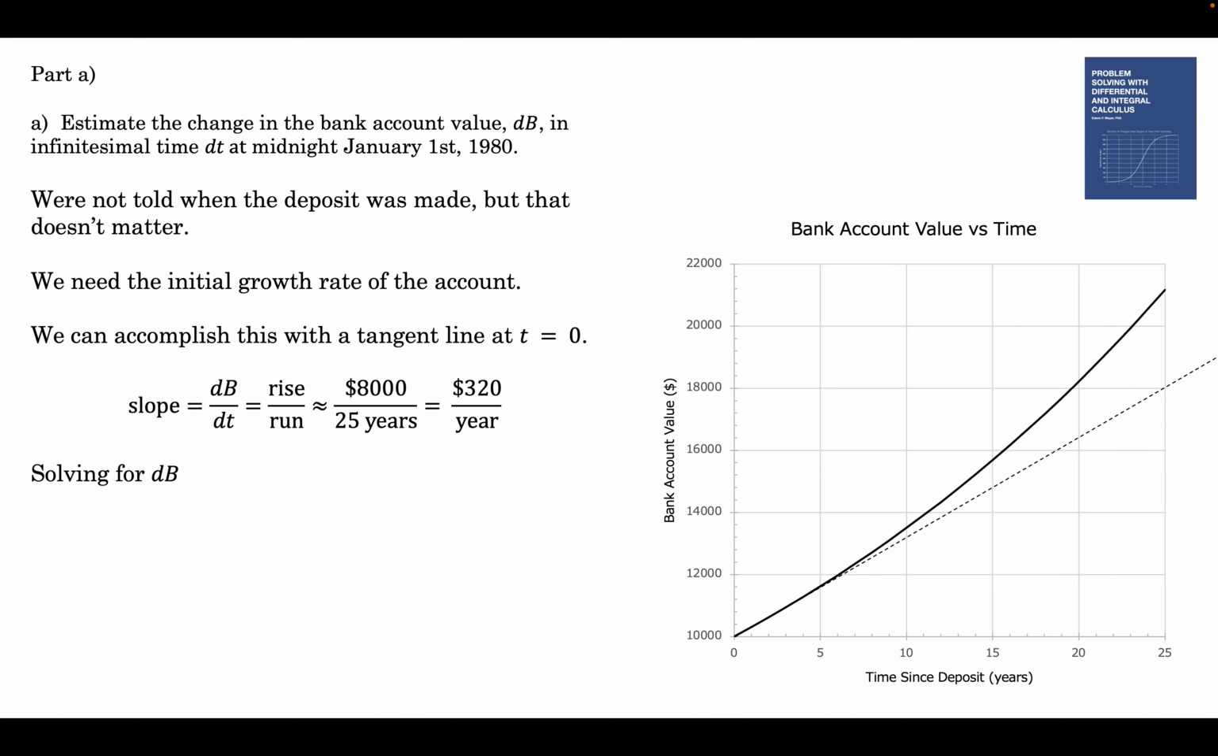So we can solve this for dB to get the change in the bank account value. It's the rate, $320 per year, times dt. It's a function of dt. So on to part B.